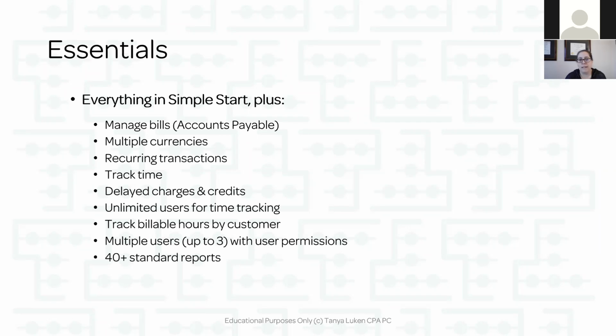So for example, my firm, we bill our clients by the hour. So I can track within QuickBooks Online how many hours I spent on client A and how many hours I spent on client B, and then I could use those hours at the end of the month to create an invoice for my client.